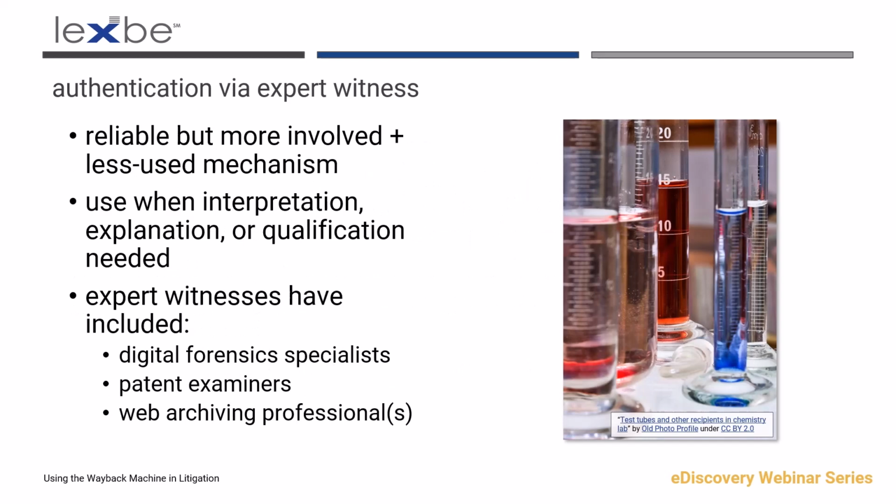Expert witnesses have tended to be a reliable way to authenticate Wayback Machine evidence, even as they are less used and require more overhead than, say, judicial notice or the Internet Archive Standard Affidavit. As covered previously, either of those latter approaches may be adequate. An expert witness instead makes the most sense where the Wayback Machine evidence requires more interpretation, explanation, or qualification. Examples of expert witnesses in U.S. Federal District Court cases have included digital forensics specialists, patent examiners, and a web archiving professional.